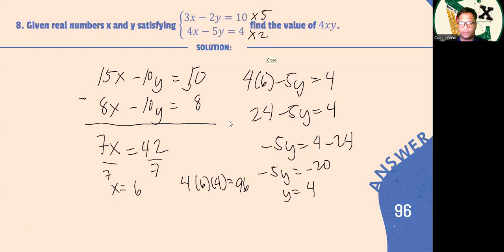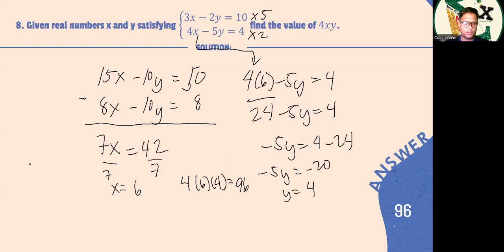Wait, why 4, 6? What do you mean 4, 6? This one here. We use the second equation. You can use any of the two equations. That was the initial given. You just plug in the value of x, which is 6. Okay, any other questions?